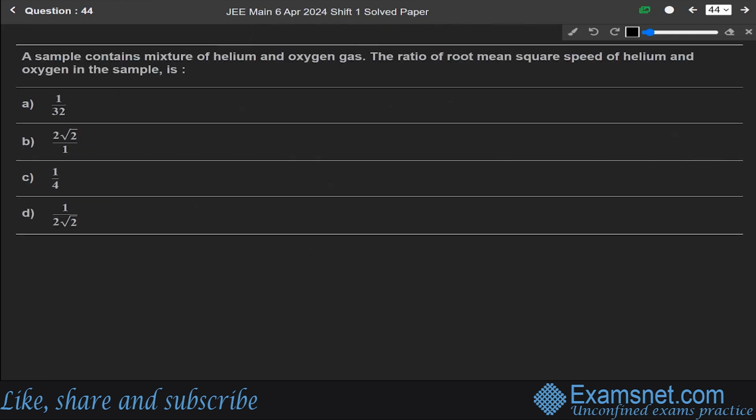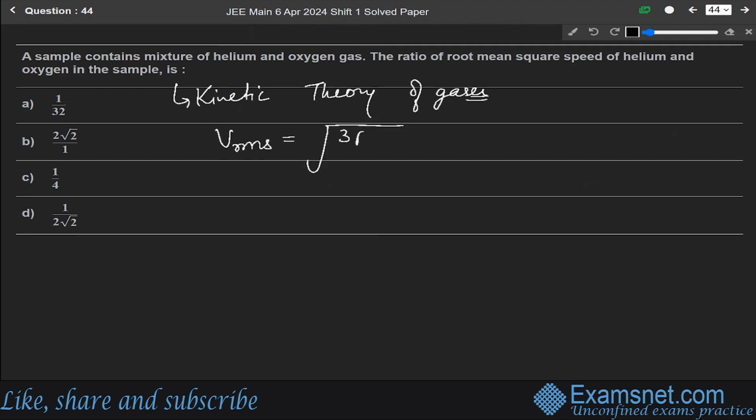A sample contains mixture of helium and oxygen gas. The ratio of root mean square speed of helium and oxygen in the sample is, okay. So this question is kinetic theory of gases. So root mean square speed. We know the formula for root mean square velocity is equals to under root 3 RT over M, where M is the molecular weight.